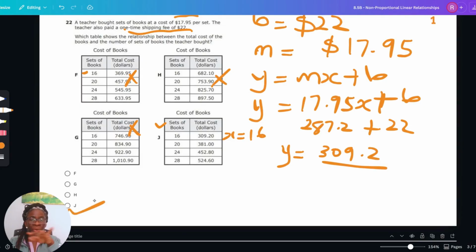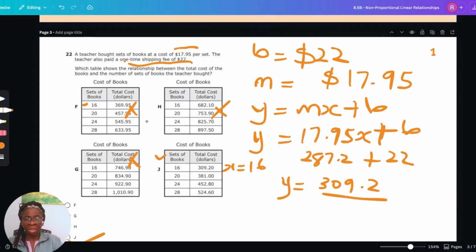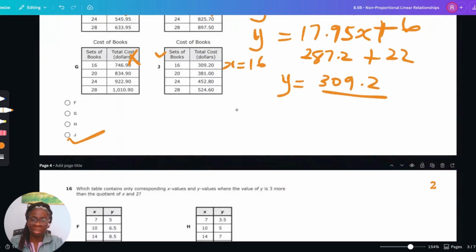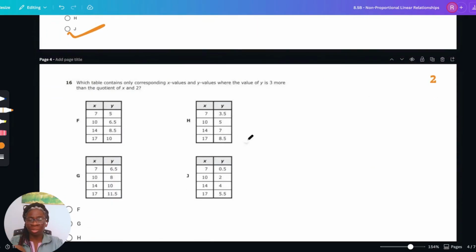This is a non-proportional relationship. If it is proportional, then the value of b will be 0. That is, there will be no starting point, no y-intercept, no initial payment. That is what proportional means. But when there is an initial payment, a starting point, or y-intercept, then it is non-proportional.